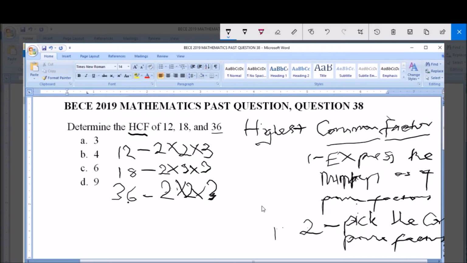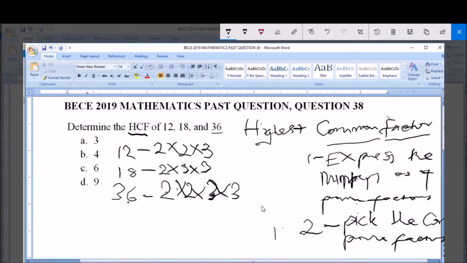Remember, we started from 36. I said 2 can go into 36 18 times. We wrote down our 2 times 2 can still go into 18 9 times. We put down our 2, but 2 cannot go into 9 again. So we move to the next prime number, which is 3. And we say 3 can go into 9 3 times. We put down the 3, and 3 can still go into 3. So we now put down the 3 again. So now we have 2 times 2 to give us 4. 4 times 2 to give us 8, and 8 times 3 will give us 24. So now we've successfully expressed this number as a product of its prime factors.